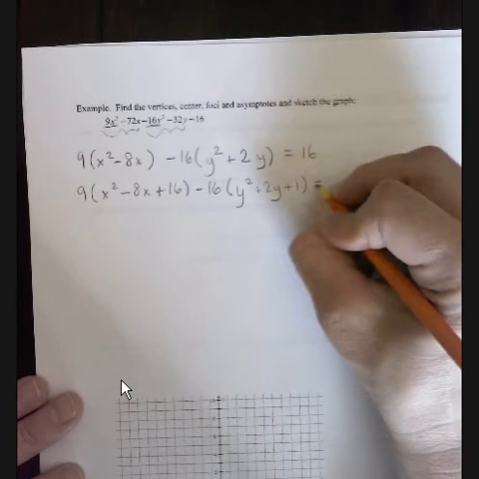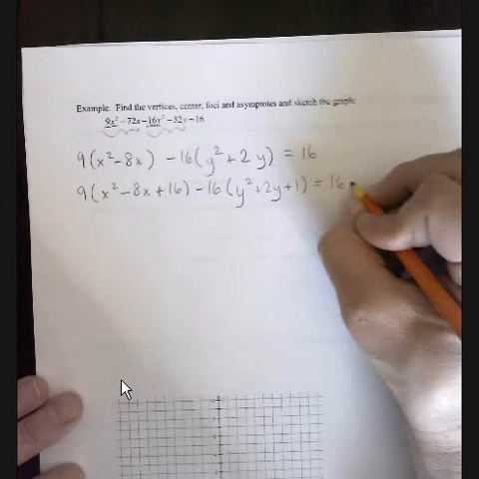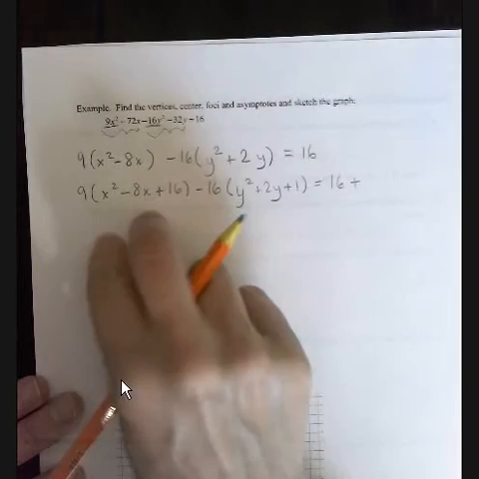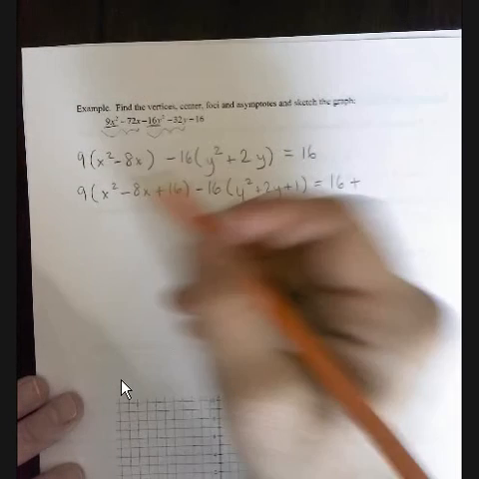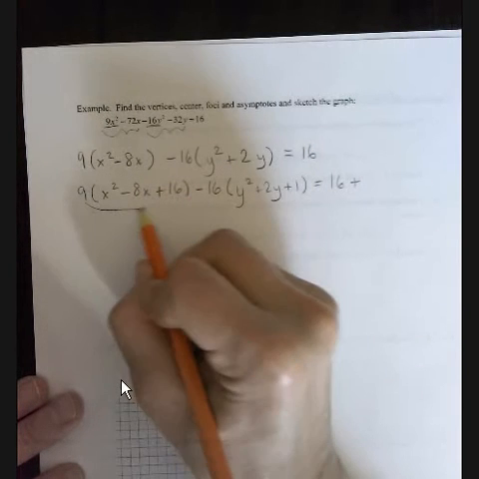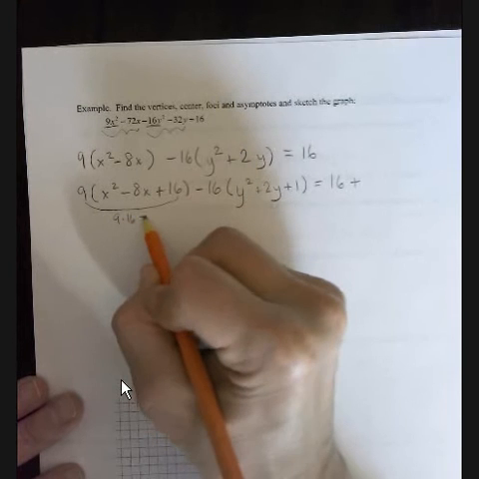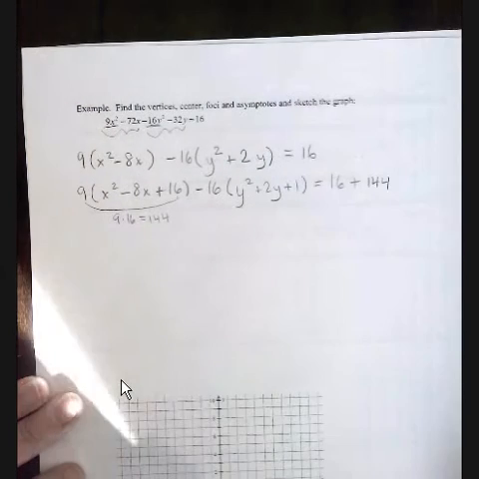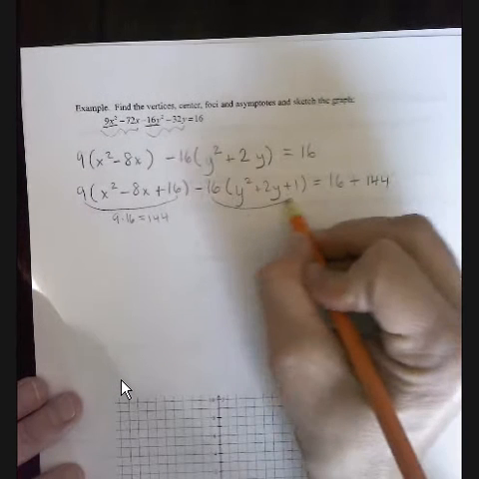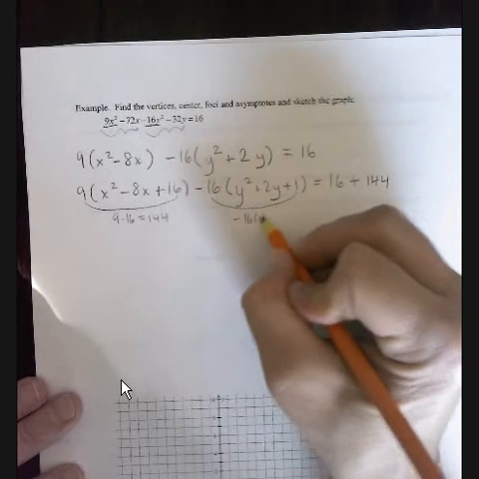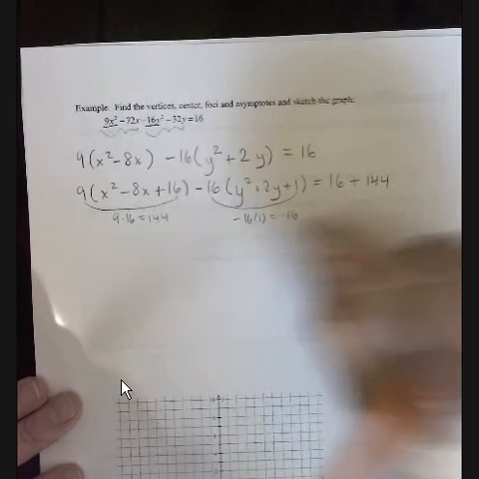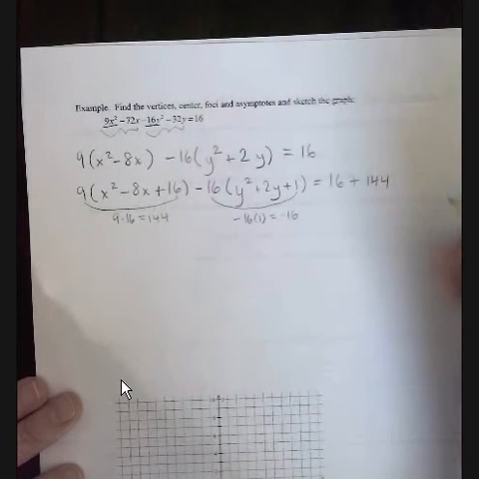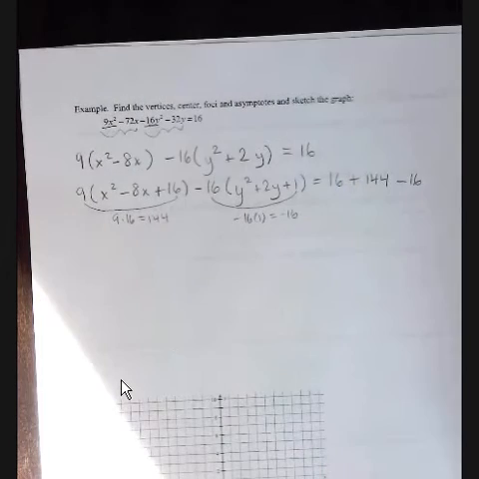So now I need to balance the equation, right? Whatever I added over here, I need to add over here. So I did not just add 16 here, I did 9 times 16, which is 144. So add 144. And then with this one, I added negative 16 times 1, which is negative 16. So I actually subtracted 16. That means I need to do the same thing to the other side as well.